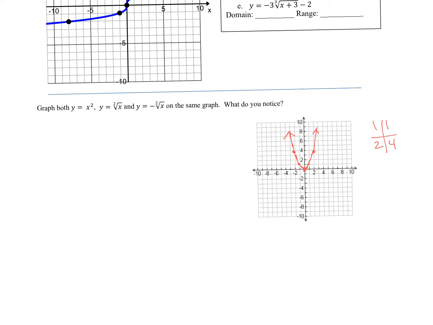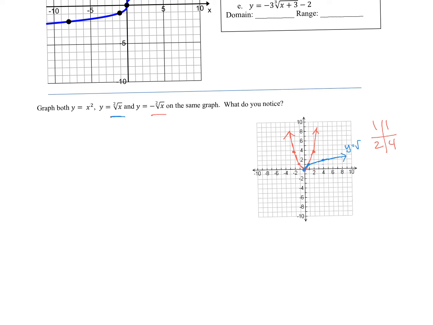And then it says to graph the square root of x and the negative square root of x. So I'm going to do that actually in blue. So the square root of x we've just been graphing. My starting point is 0, 0. And I go over 1, up 1. And I go over 4, up 2. And this is my square root of x graph.